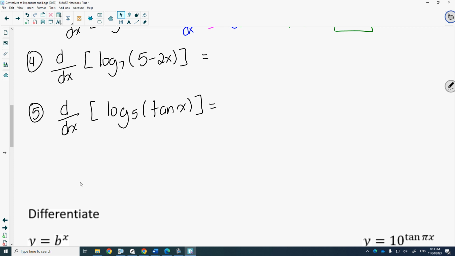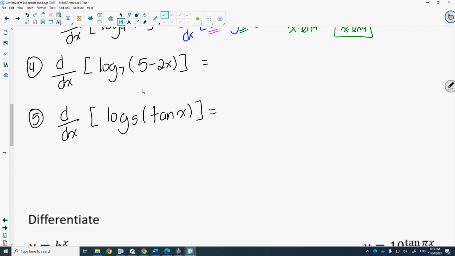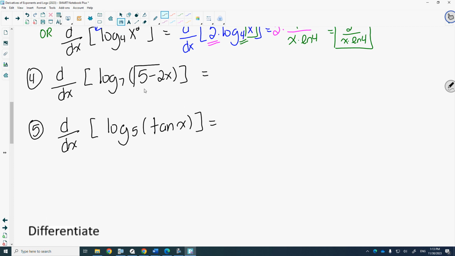Okay, so for number 4, remember that our formula is u prime over u. So u prime is negative 2, the derivative of negative 2x, over u times the natural log of the base, which is 7. So that would be my derivative.